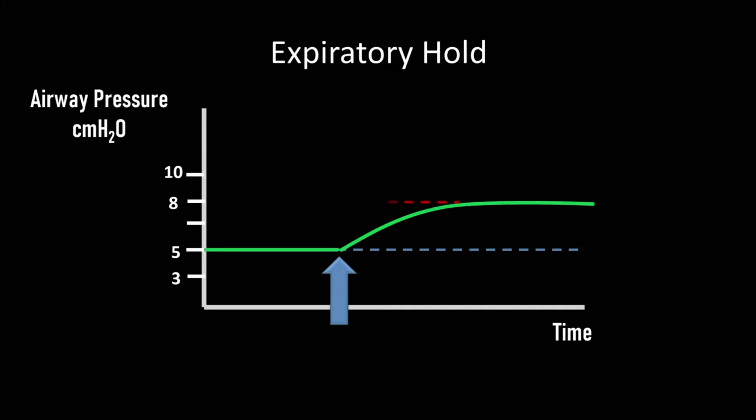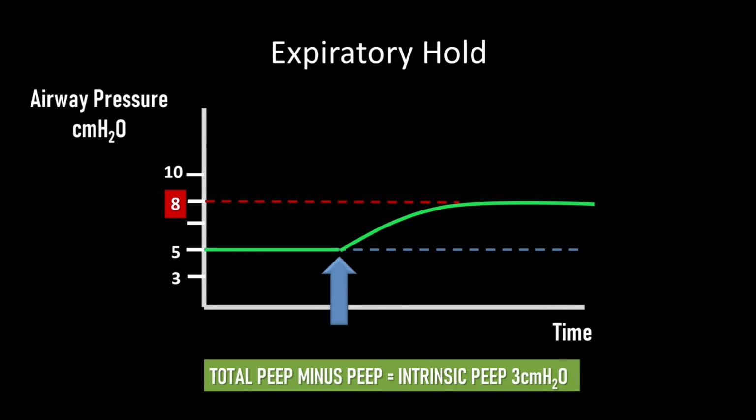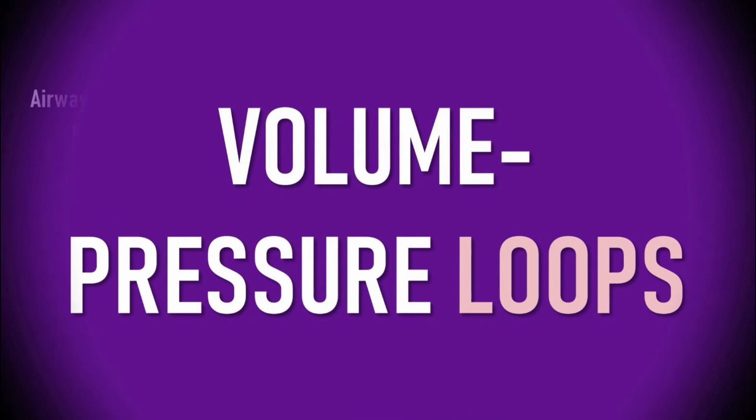This is the point of the pause, and you can see that the baseline pressure waveform rises up to 8 centimeters of water. So the total PEEP here is 8 centimeters of water, and that means that the total PEEP minus the PEEP equals the intrinsic PEEP or auto-PEEP, and that's 3 centimeters of water. And this is a really useful maneuver to do on all of your patients every day. Now, let's move on to the main topic of this tutorial, the volume pressure loop.